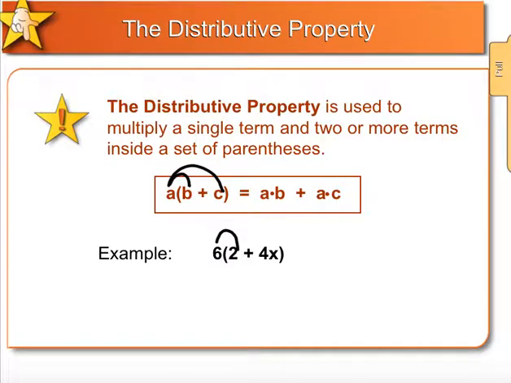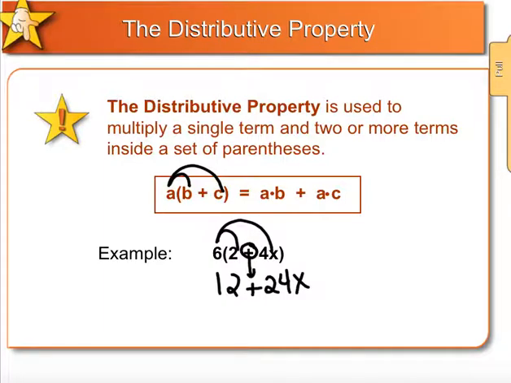6 times 2 and 6 times 4x. Well, 6 times 2 is 12. 6 times 4x is 24x. And the question is, what do we put in between these? Do we multiply them? Do we add them? Well, we put whatever we have within the parentheses.